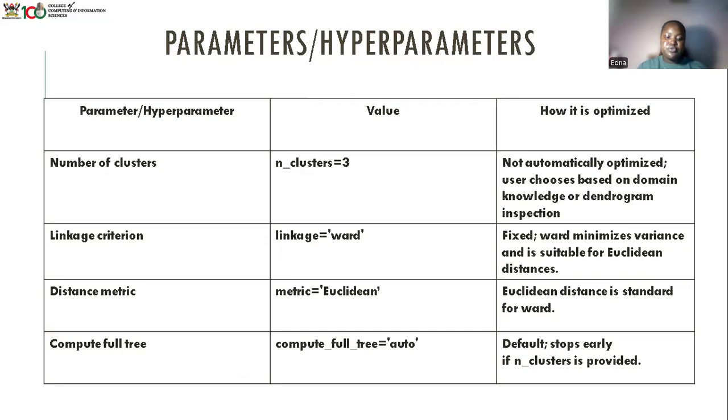For the compute full tree, our value is auto, meaning that the algorithm stops building the tree as soon as the required number of clusters is reached.